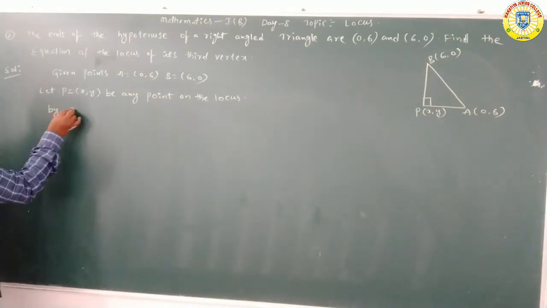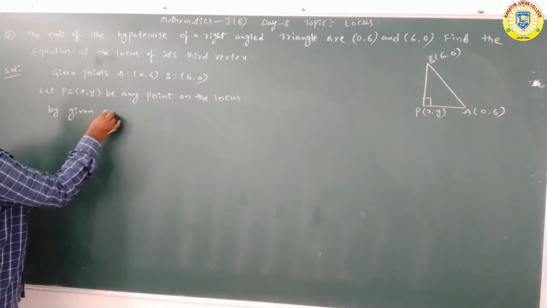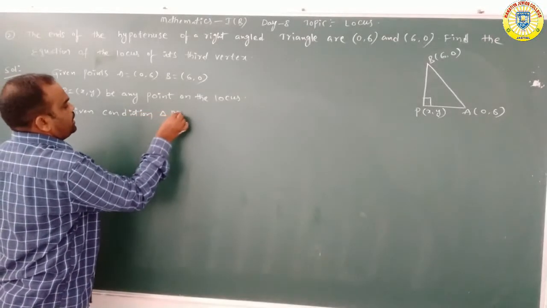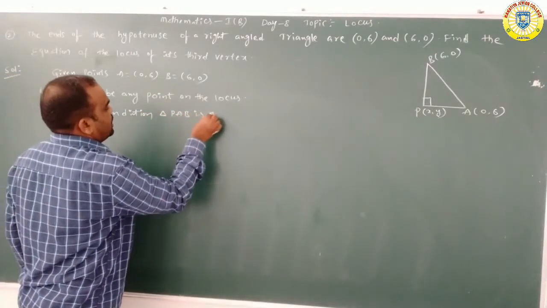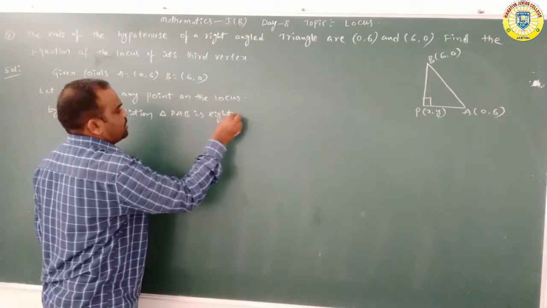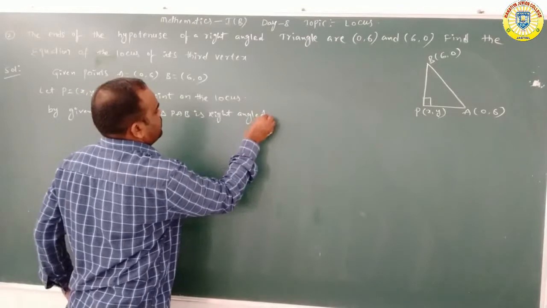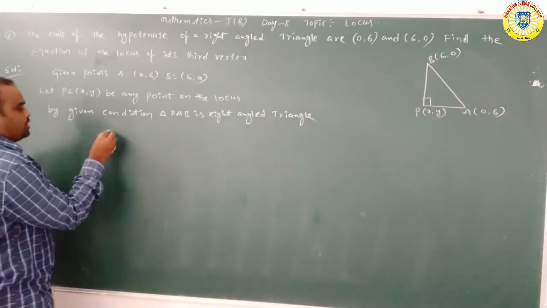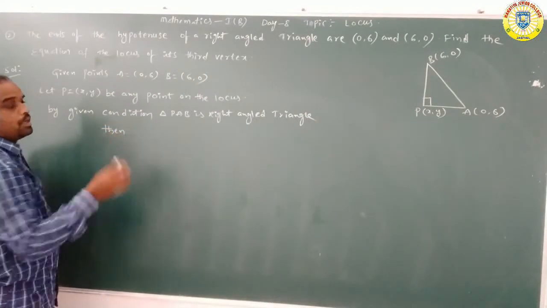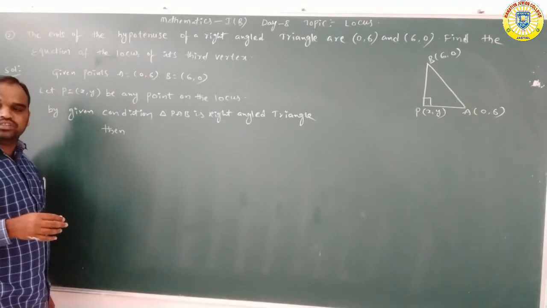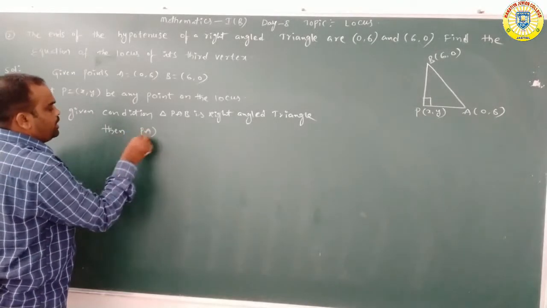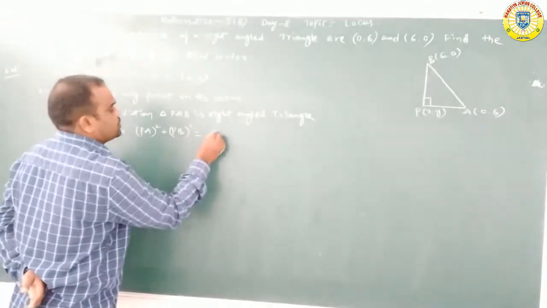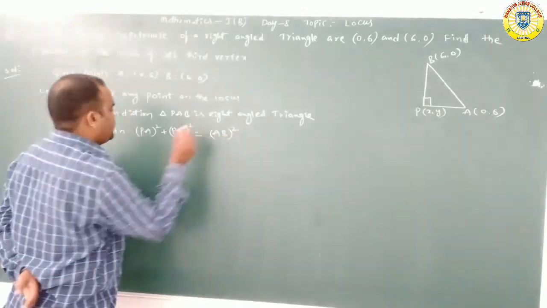Here by given condition. What is the given condition, sir? By given condition, triangle PAB is a right angled triangle. So then here we can write which one, sir? Hypotenuse whole square is equal to base whole square plus height whole square. Here PA whole square plus PB whole square is equal to which one, sir? AB whole square.